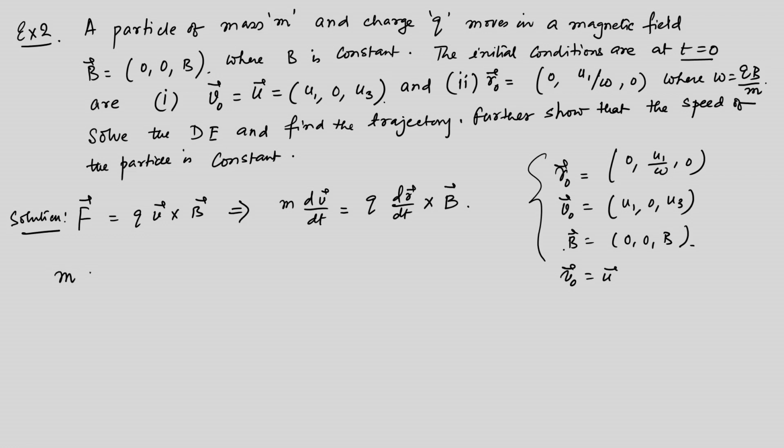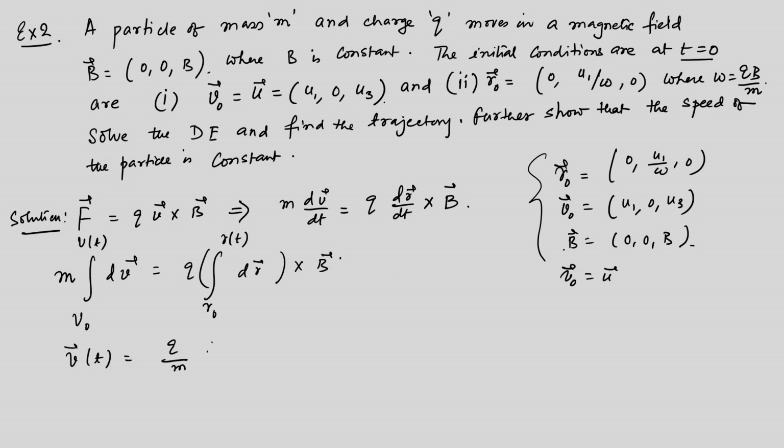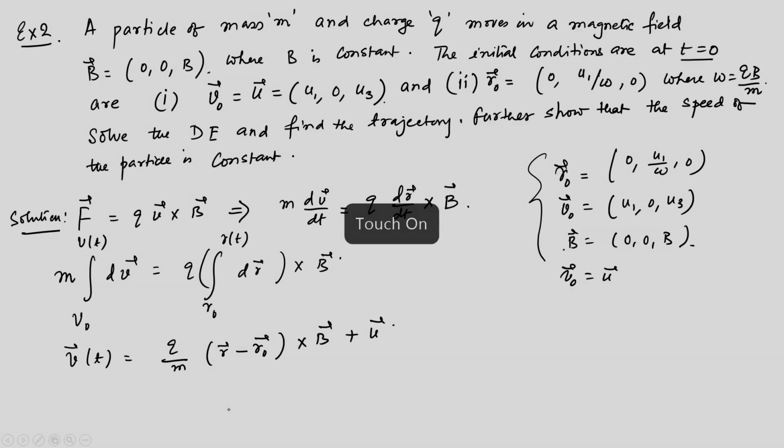So, I start integrating this expression. So, it is v0 and v as a function of t, and then there is a dv. So, this is q times the integral from r0 to r at t of dr cross with B. So, what one gets is that one solves for this and one lands up with this: r minus r0 cross B plus u. So, this is the solution of this equation.